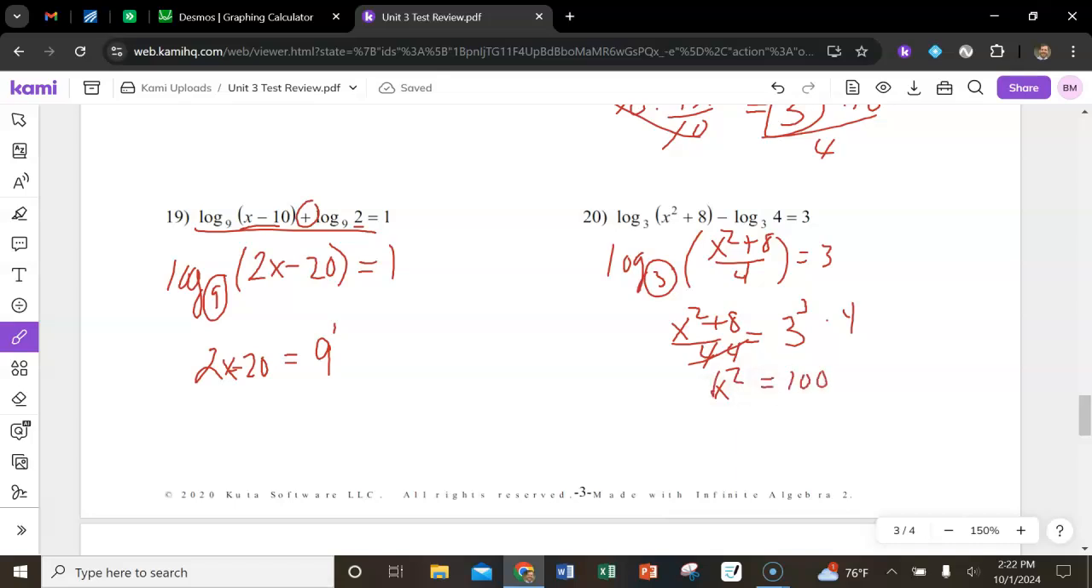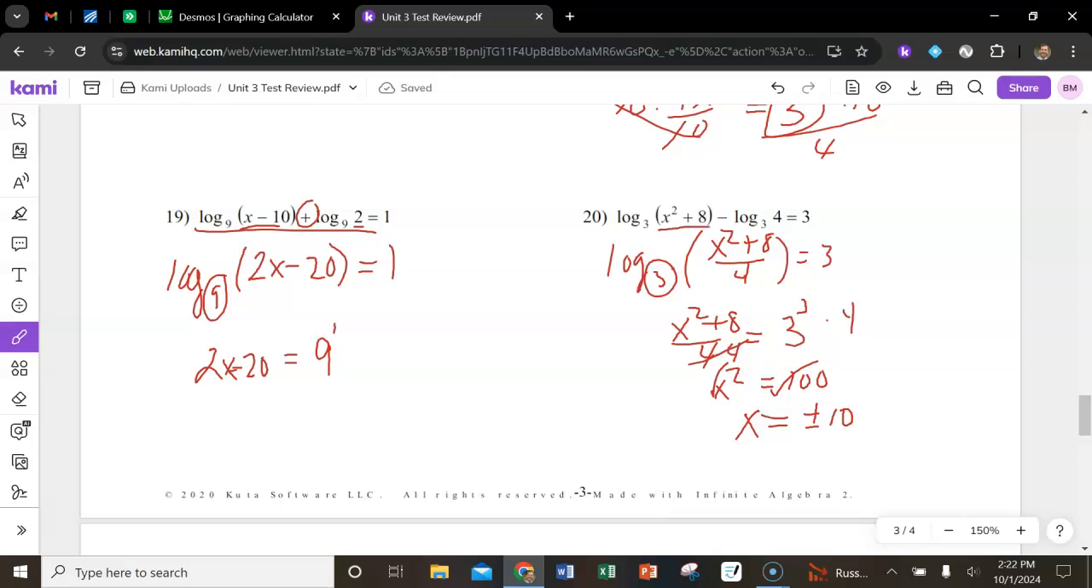And then if I subtract 8, I'd get 100. So I'd have x squared equals 100. When I take the square root of that, make sure you put plus or minus 10. Anytime you get more than one answer, you should probably check them. And really, all that you need to make sure is that in any single logarithm, you don't have a negative number when you plug that in.